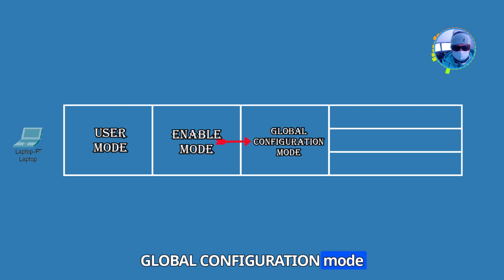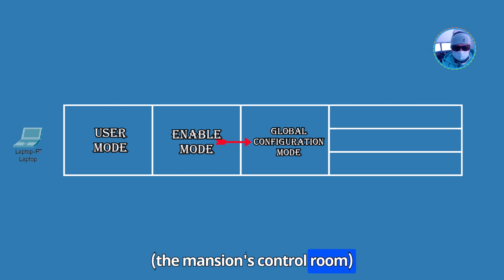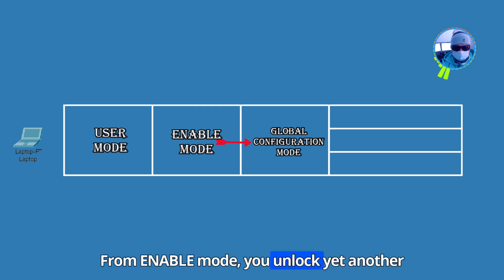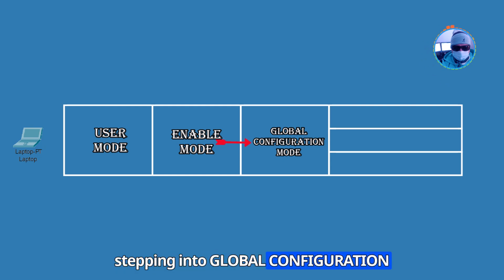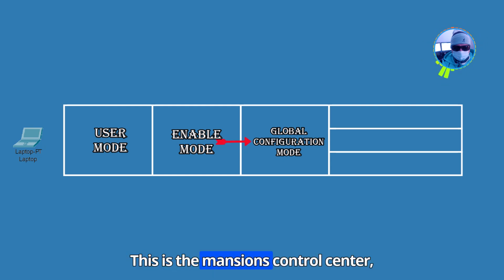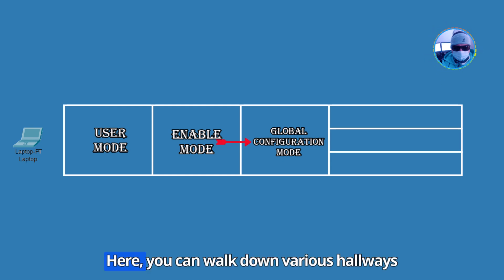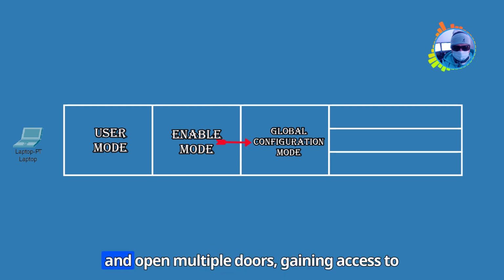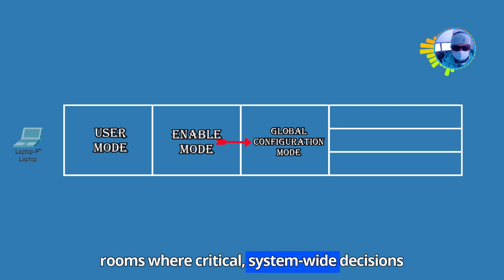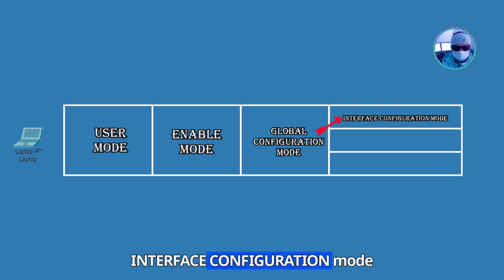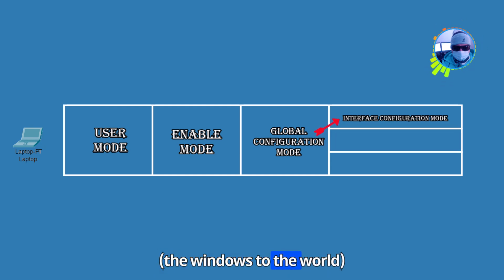Global configuration mode. The mansion's control room. From enable mode, you unlock yet another door, stepping into global configuration mode. This is the mansion's control center, the central hub where you can influence the entire system. Here, you can walk down various hallways and open multiple doors, gaining access to rooms where critical system-wide decisions are made.